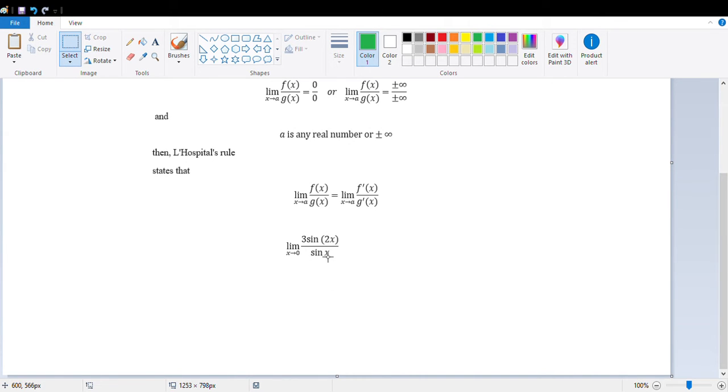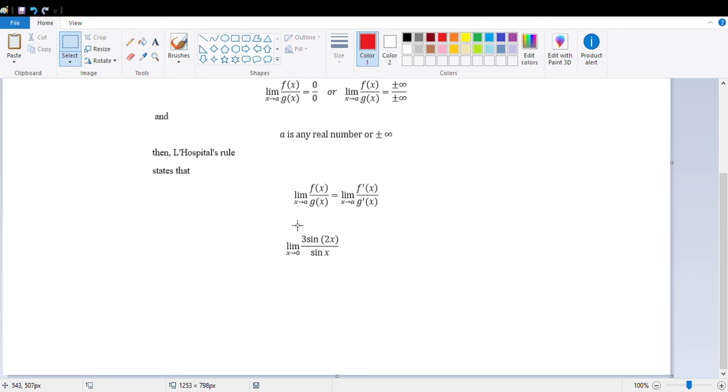I'm going to plug in 0 for x on the top, and I get the sine of 0 is 0. On the bottom, I get 0 as well. Well, that's not allowed. 0 over 0 is indeterminate, so we have a limit that we cannot evaluate as it is. Well, let's apply L'Hopital's rule.